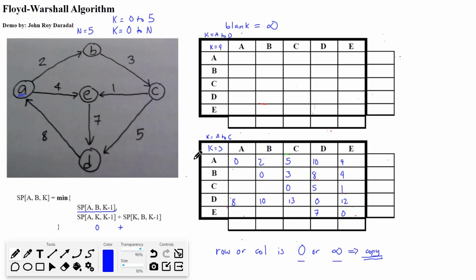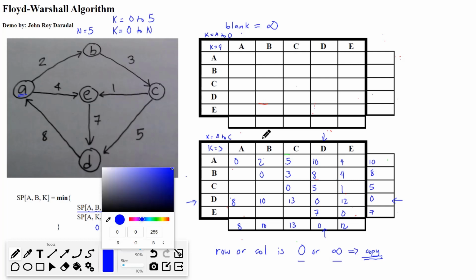So for k is equal to 4, we look at row D and column D in the previous table. So we'll copy this row, so that's 8, 10, 13, 0, and 12. And then for the column, it's 10, 8, 5, 0, and 7. Now, there's only few 0 columns here, which is actually only this row and this row. So we'll actually need to check the rest, because those are non-zero nor infinity.